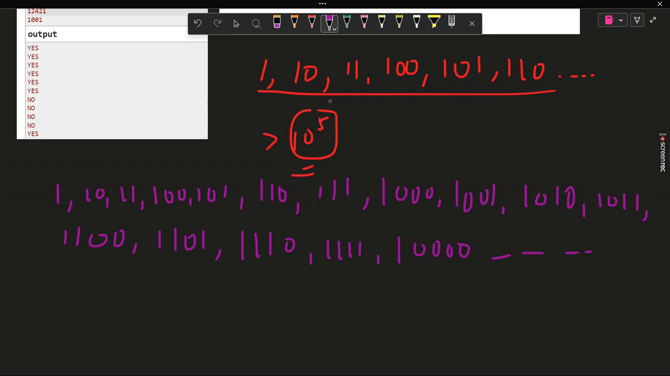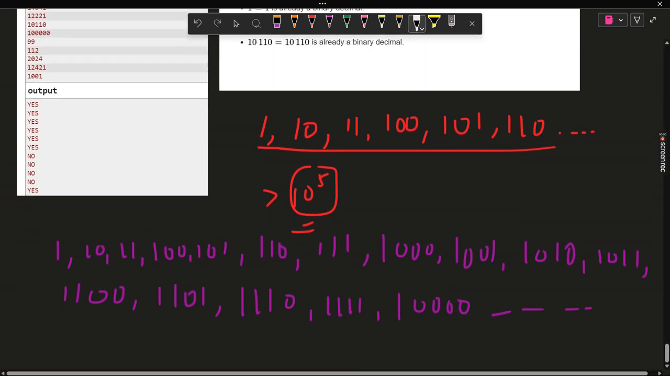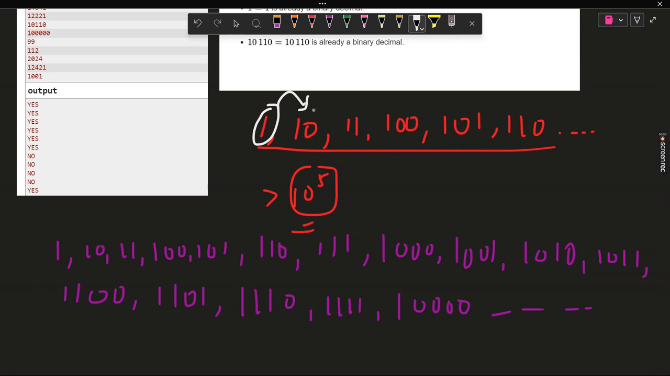So how do we compute these binary decimals inside a vector? We can see that there is a relation among all these binary decimals. Let's see this: 1, then 10. 10 is 10 times this number. Then 11 is 10 times this number plus 1. Then again 100 is 10 times 10. And this 101 is 10 times this plus 1. Then again this is multiplied by 10 to get this 110, and so on. So we can see there is a pattern in all these binary decimal numbers.